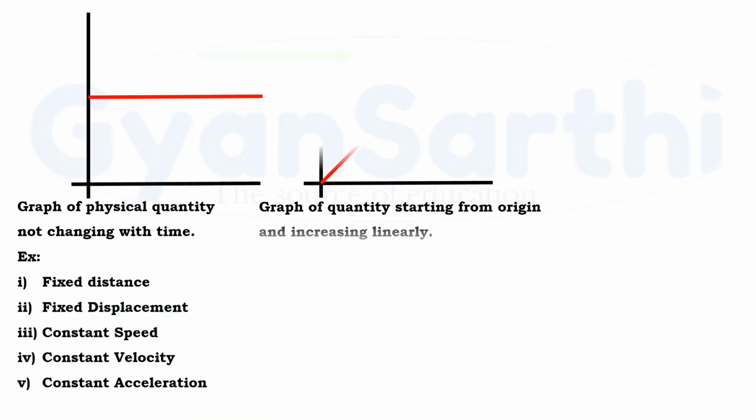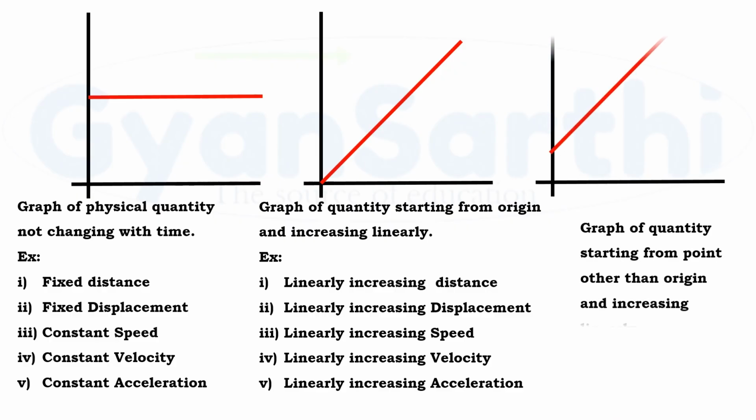In this part we can conclude graph line is a straight line and making zero or acute angle with time axis. Here angles are positive.